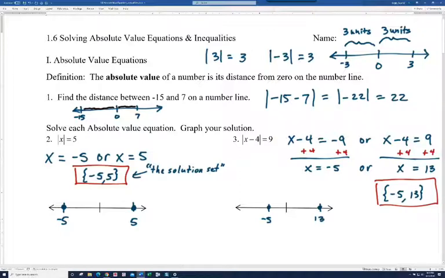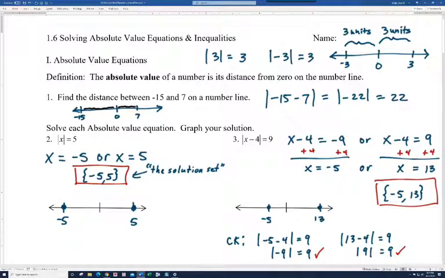Now, I think one of the things that can be helpful to making sense out of this, if you're still having a hard time seeing it, is when we plug in the numbers. Let's see, absolute value of -5 minus 4. Well, this is the case where we end up with -9, and the absolute value of -9 is 9. So that's our negative case. And if we plug in 13 for x here, we get the absolute value of 13 minus 4 equals 9. And this is the positive case where you have the absolute value of a +9 is equal to 9. And of course, that's also true.